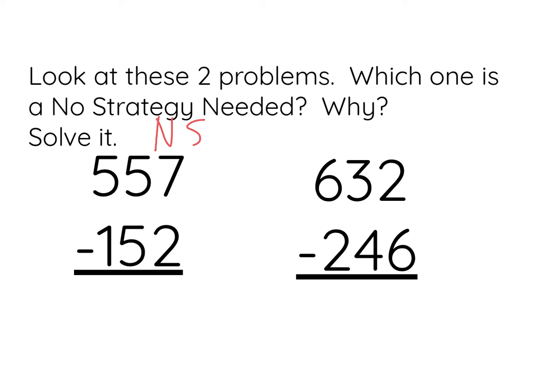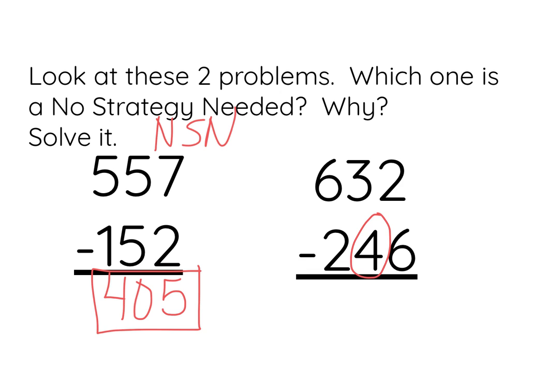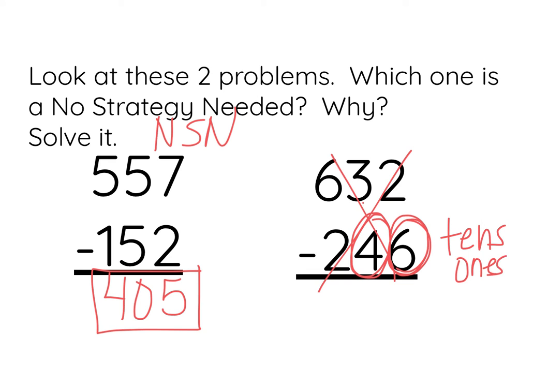Absolutely, this is an NSN. You should have written 405. This one, notice the 40 is larger than 30 and 6 is larger than 2. So we actually had a problem in the tens place and the ones place.